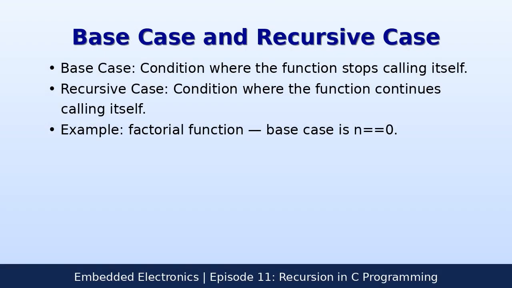In recursion, the base case stops further calls, and the recursive case continues calling the function with smaller input. For example, in factorial, the base case is when n equals 0.